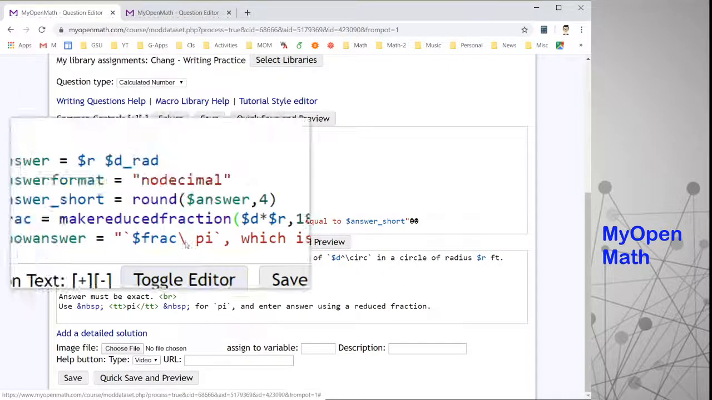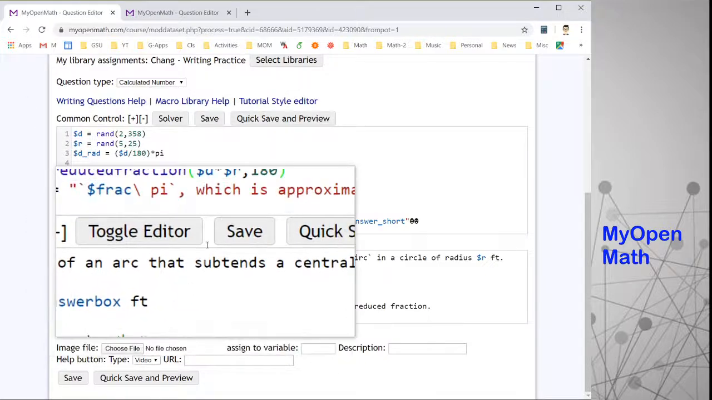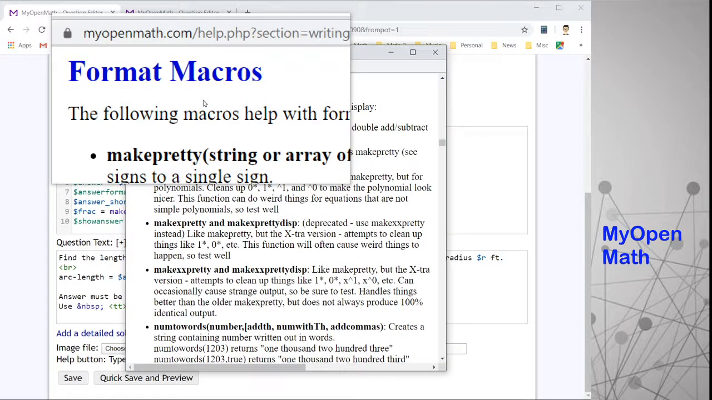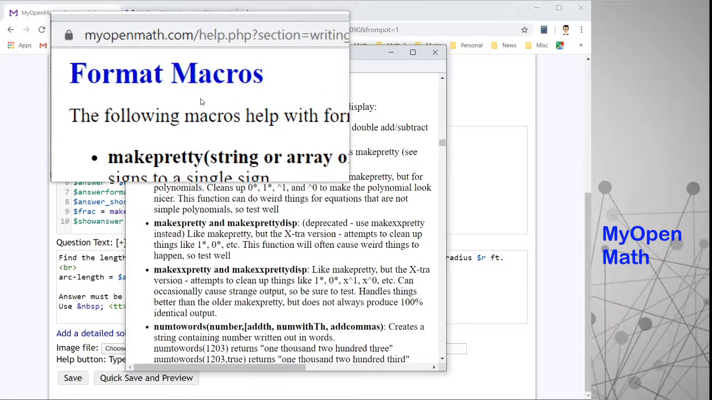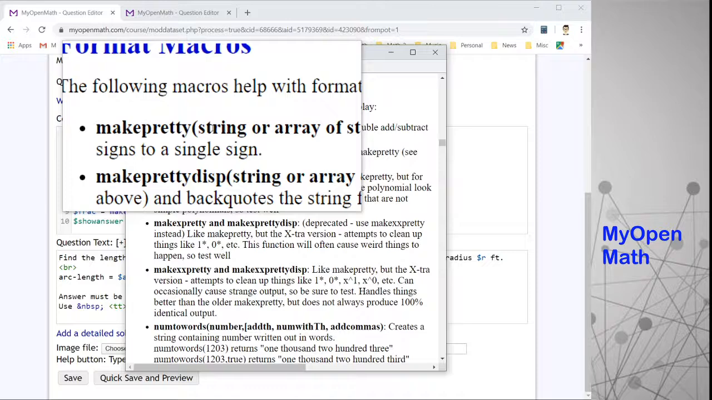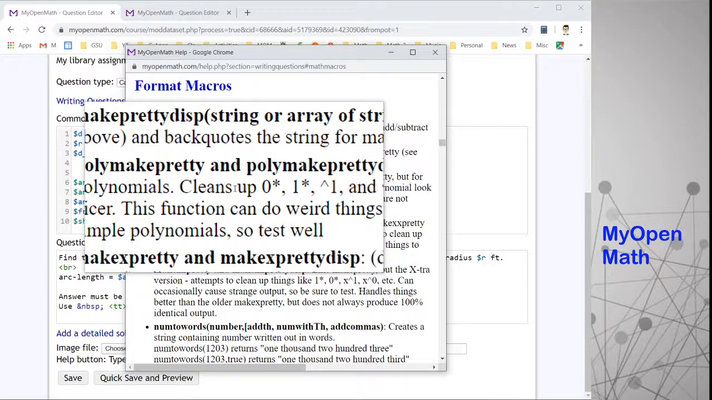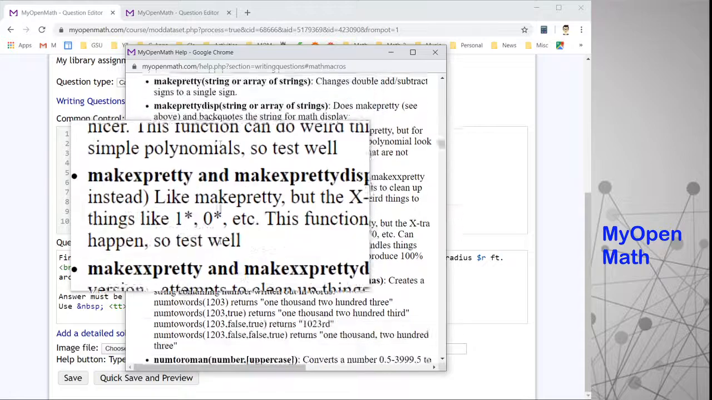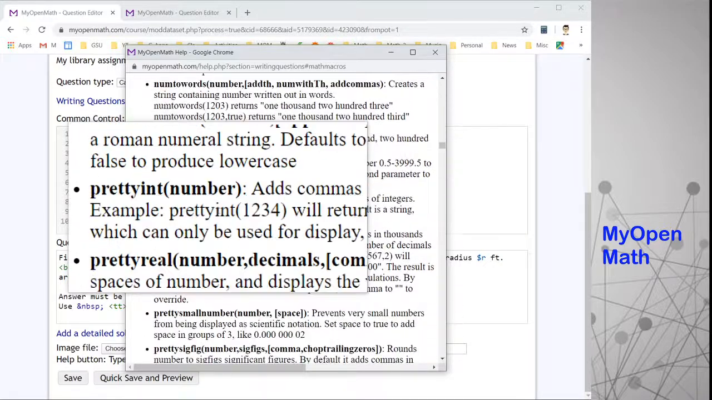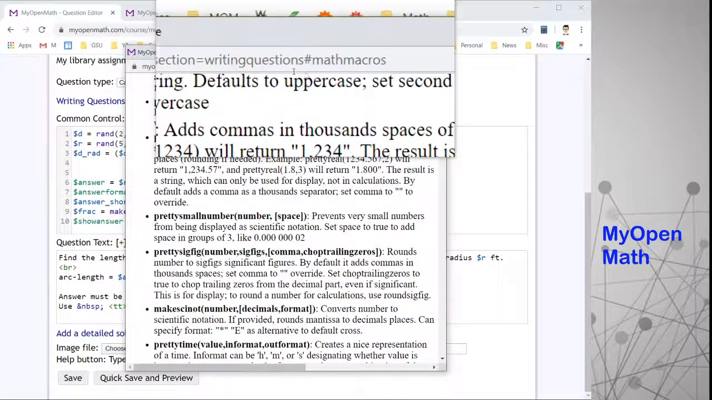They're in the writing helps, under format macro. Let me go ahead and find it. Here it is. If you go to that writing questions help and find format macros, make pretty was very useful, and it gets rid of the plus and minus symbols when you're dealing with a negative coefficient in polynomial expressions. And make reduced fractions, which is what we just did, was also useful. So I'll leave that to you.